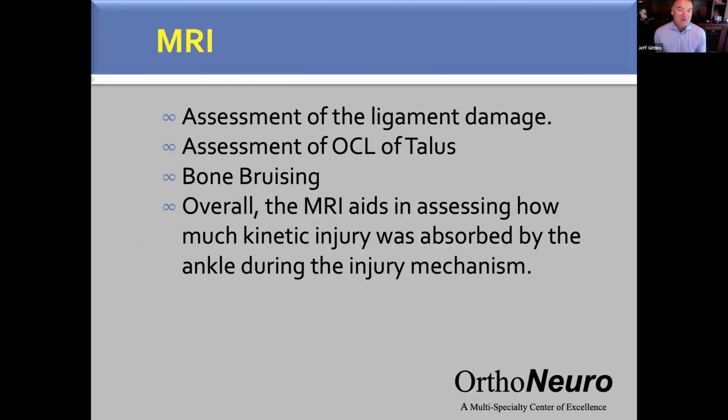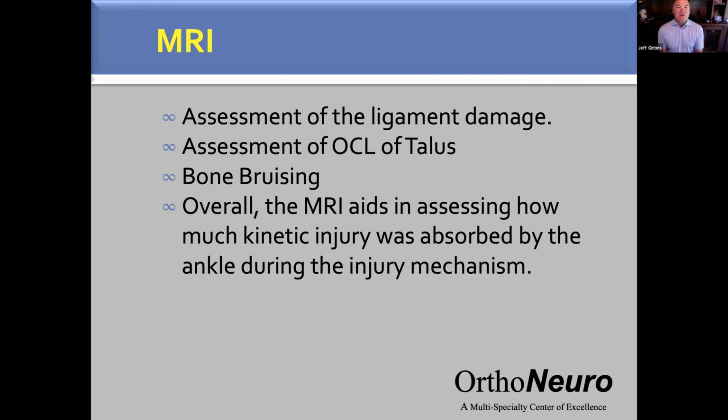MRI is the next test that we normally would do if we're concerned about the ankle ligaments themselves. It's not the first test that we do. X-rays usually are. It's usually a test that we'll order if we're concerned about gross instability or someone hasn't progressed as well with conservative care.